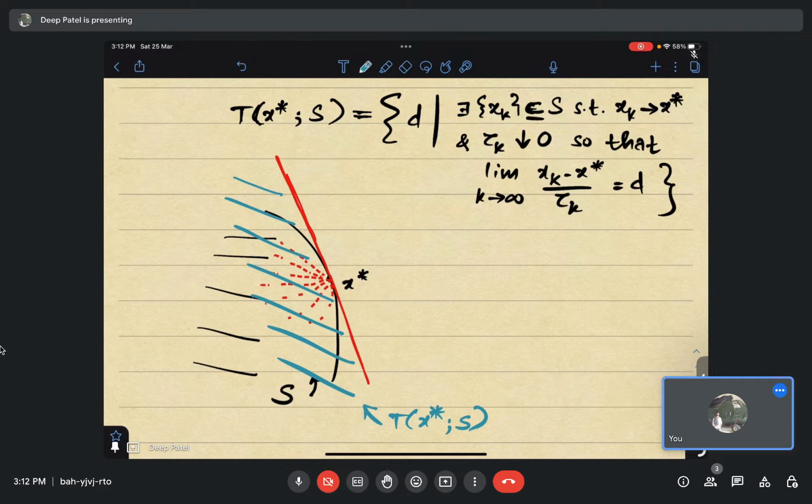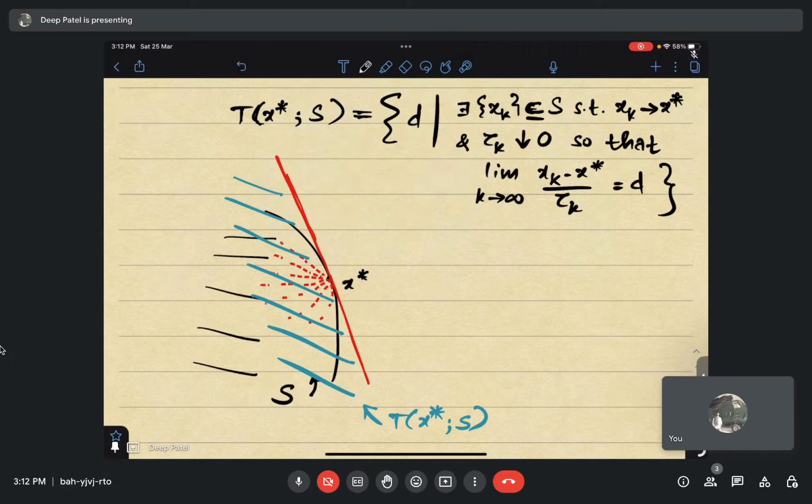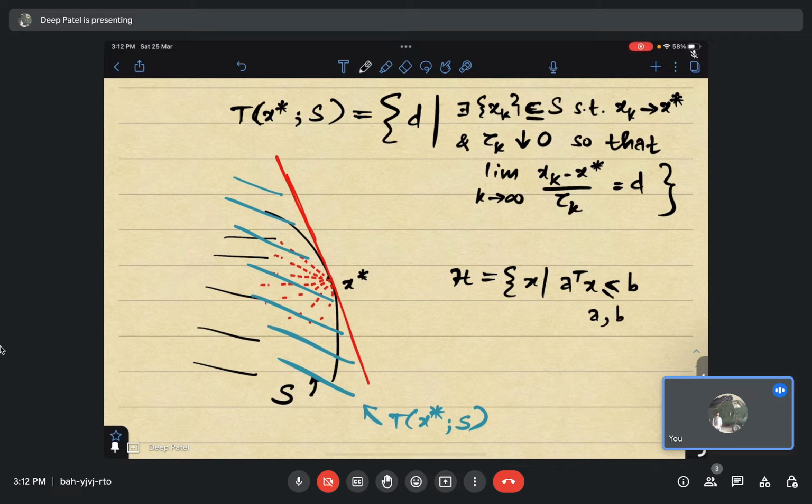Let me just write it down. So how would you define a half space? Suppose a is not equal to zero, all the x such that a transpose x is greater than or equal to zero, or less than or equal to zero. We'll make it slightly more general and just say less than some b, where a is not equal to 0. Of course.